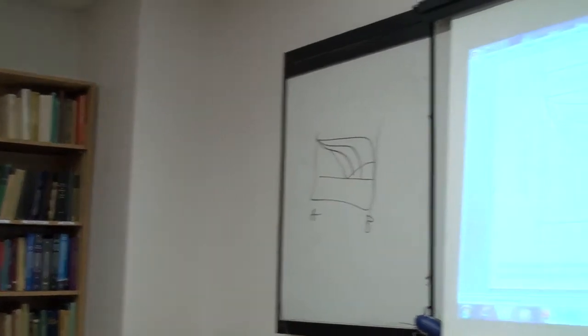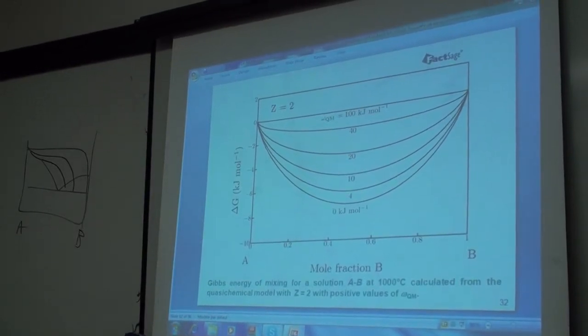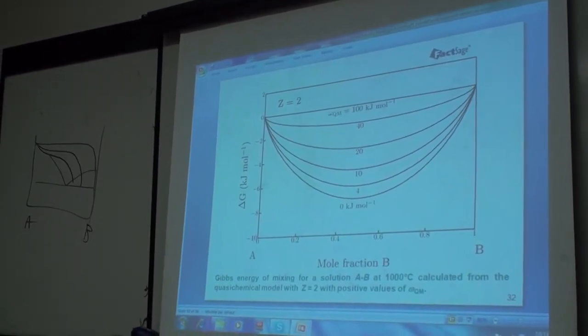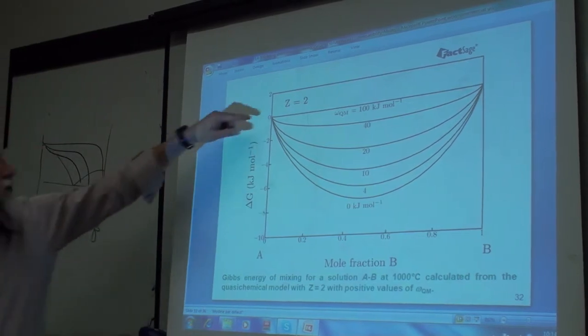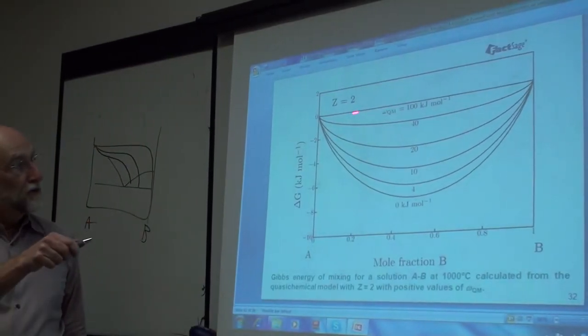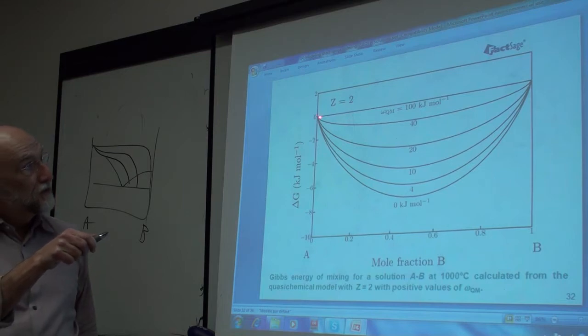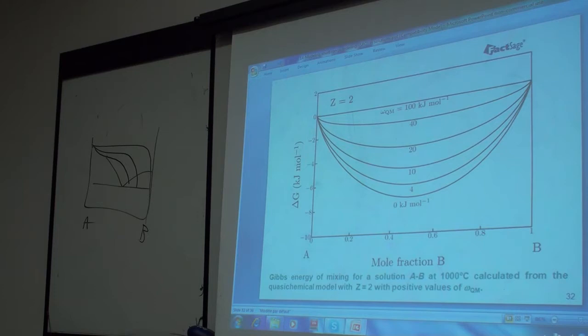So this is just the Gibbs energy of mixing, just to show you. This is the Gibbs energy of mixing with Z equals 2 for a hypothetical solution with positive values of omega. So I've taken positive values of omega, and as I increase them, the Gibbs energy of mixing becomes, as you expect, more and more positive. But in order to get a miscibility gap, it has to give a curve like this. And it doesn't. With minus 100 joules, it's this, and with infinity, you get a nice flat line. Isn't that interesting?